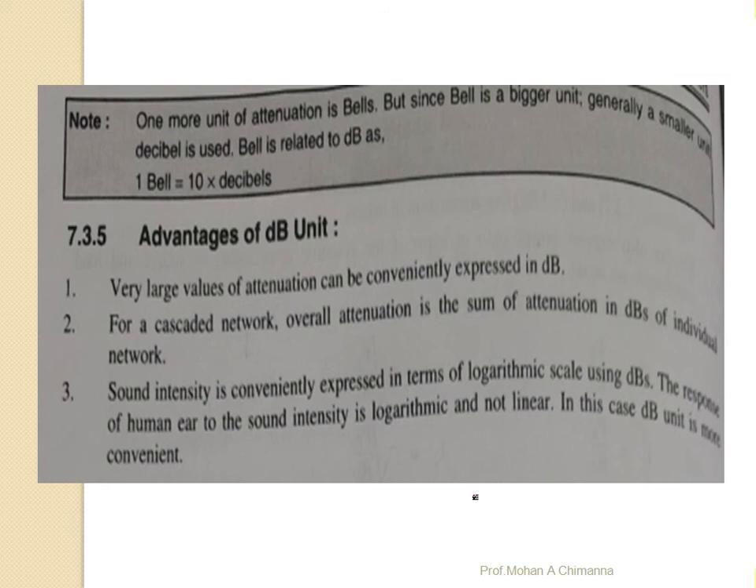So one more unit of the attenuation is the Bel. This is for more information about representing the attenuation. But since the Bel is the bigger unit, generally the smaller unit, the decibel, is used. The Bel is also related to the decibel unit. It is used as the bigger unit. That's why one Bel is equal to 10 times the decibel. In case of the attenuation, one Bel is equal to 10 times the decibel unit.